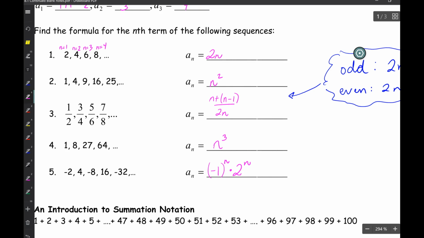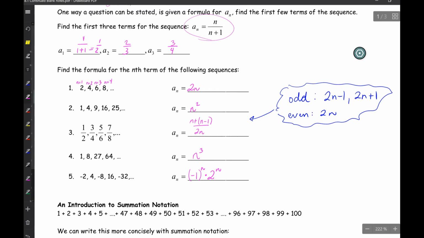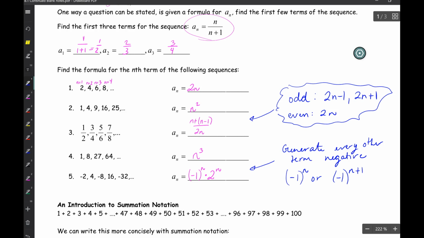Okay, 2 to the first, 2 squared, 2 cubed, 2 to the fourth, 2 to the fifth. Excellent. All right, I've got to give you 2, and who was the other 2 that got it? Olivia. Okay. This is another thing to be aware of that comes up again and again. To generate every other term negative, and I know we discussed this a little bit yesterday, you will want to use either -1 to the nth power or -1 to the n plus 1 power, depending on which terms appear to be negative.